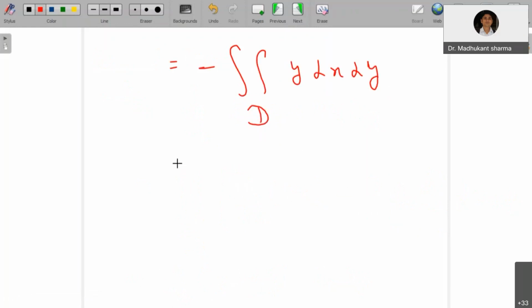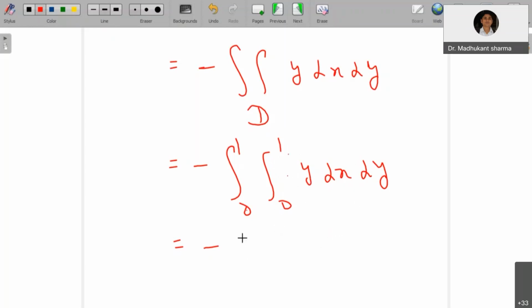Now this is a square cut. What are the limits of x and y? Minus the integral from 0 to 1, 0 to 1. Fubini's theorem allows you to integrate in whichever order first, because of the constant limits. So if you integrate first with respect to x, y is treated as a constant. The integral is x, upper limit minus lower limit, which will contribute 1. Then the integral from 0 to 1 of y dy equals y square by 2, so it's going to be minus 1 by 2.